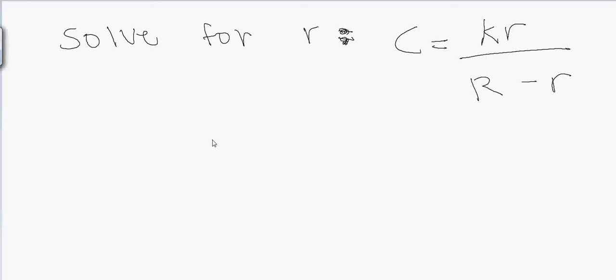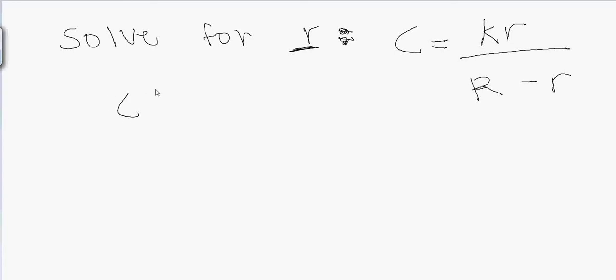Right, so here we have an example where you're given an equation and they want you to solve for a specific variable. In this case, we want to solve for r. We're given the equation c equals kr over capital R minus lowercase r. It's important to be able to distinguish between capital and lowercase, or else you're going to get the variables mixed up, and that won't be good on a test.